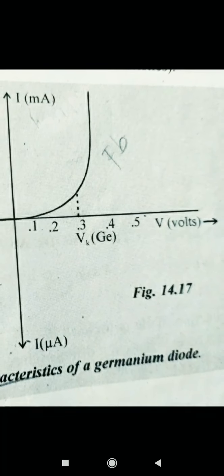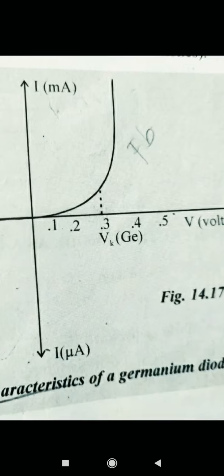This is the graph. The upper part represents the forward biasing, and the lower part represents reverse biasing. This part represents the VI graph of forward biasing. On the x-axis voltage is plotted and on the y-axis current is plotted. This is the VI graph of forward biasing.